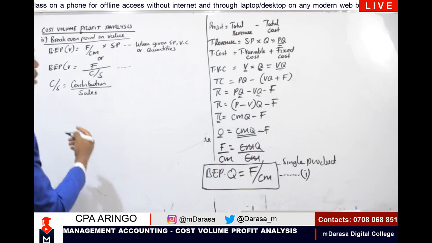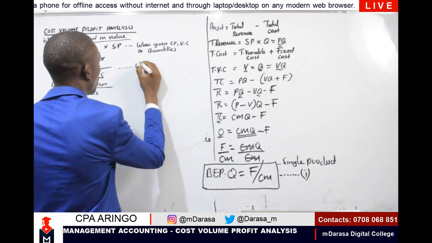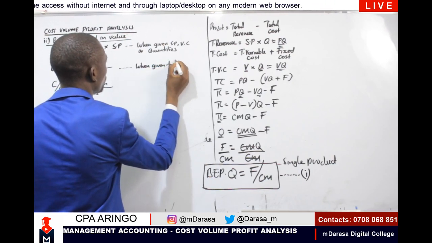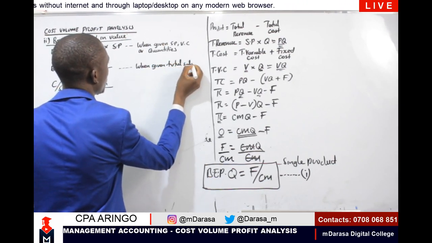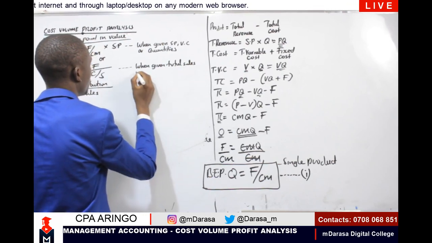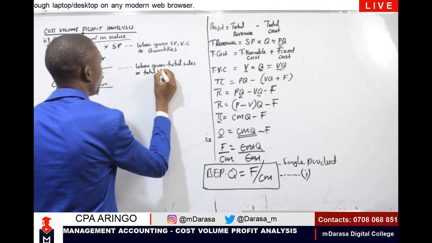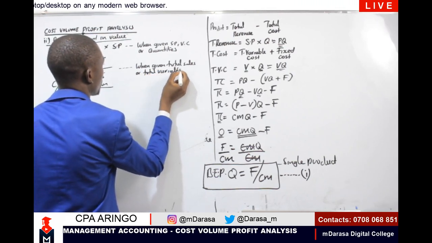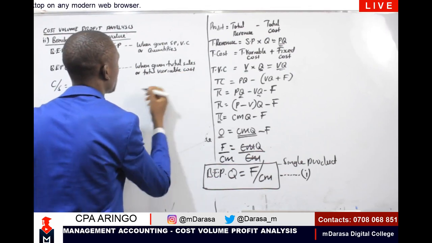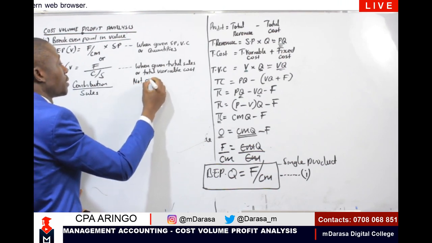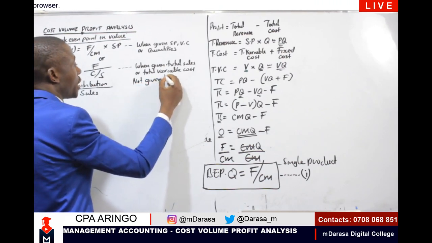And what about the best point to use this formula? The best point to use this formula is when given total sales, or you are given total variable costs. Meaning that at this point, you are not given the level of production.